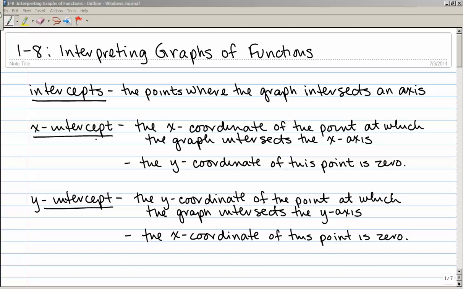The x-intercept is the x-coordinate of the point at which the graph crosses the x-axis. So what is the x when it's crossing the x-axis? And at this point, the y-coordinate is always 0. The y-intercept is the y-coordinate of the point at which the graph intersects the y-axis. What is the y when the graph crosses the y-axis? And at this point, the x-coordinate is always going to be 0.